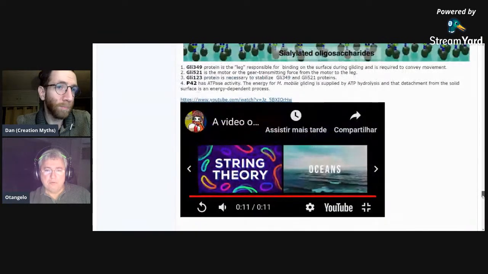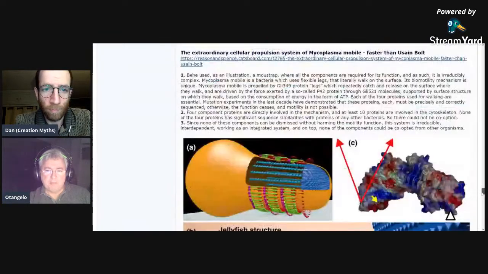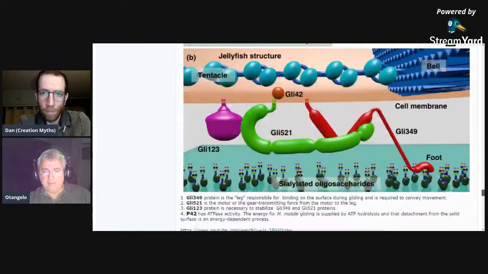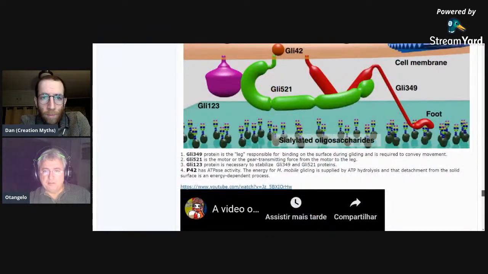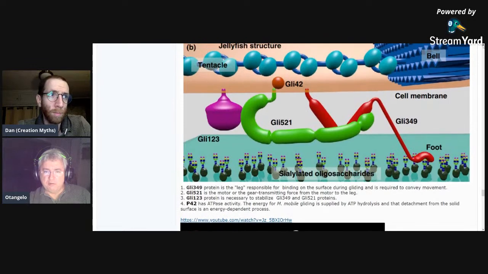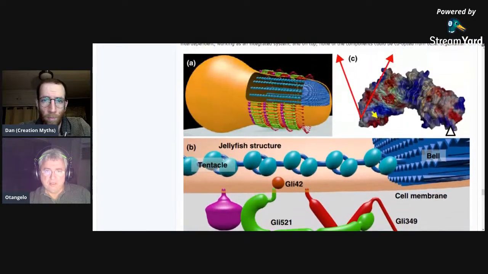Okay, so I would consider that as a prime example of irreducible complexity, where none of these 4 proteins can be removed, otherwise the function will cease to exist. The bacteria could not move anymore, and that is a system which, in my understanding, could not be the product of gradual evolution.